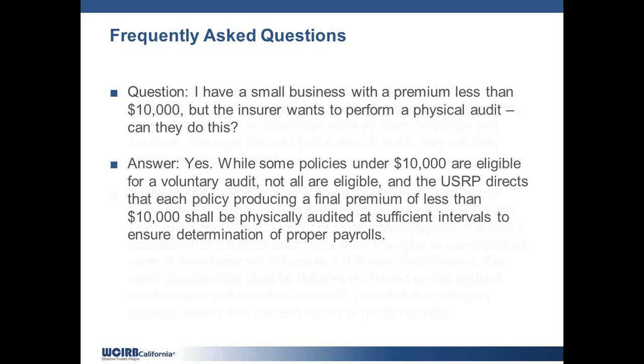The USRP contains a number of store classifications and has a provision that if a store sells more than one type of merchandise, each of which may be subject to a different store classification, the store class shall be determined based on the highest rated category of merchandise sold, provided that category of merchandise exceeds 25% of gross receipts. So this additional information beyond payroll information may be necessary to process the audit.